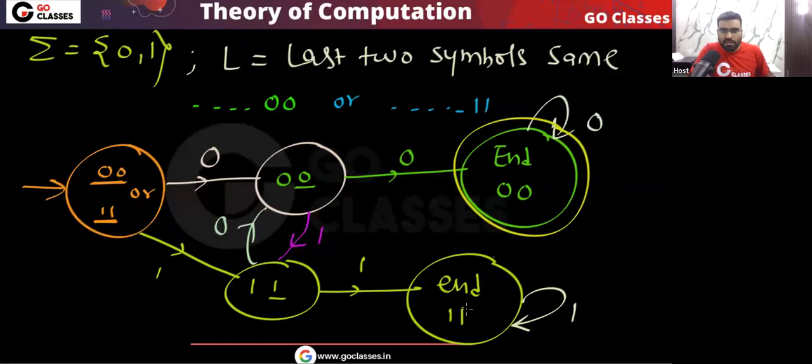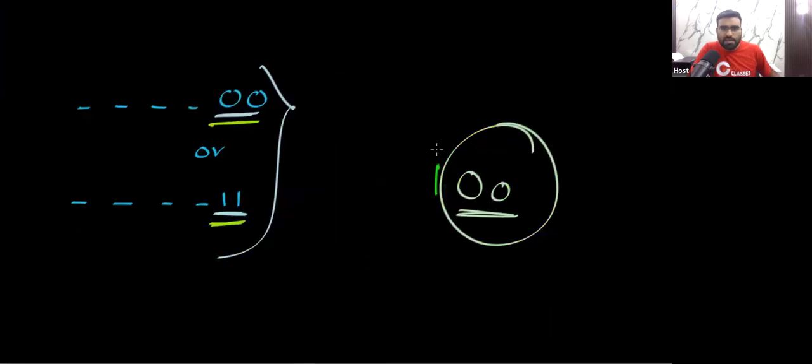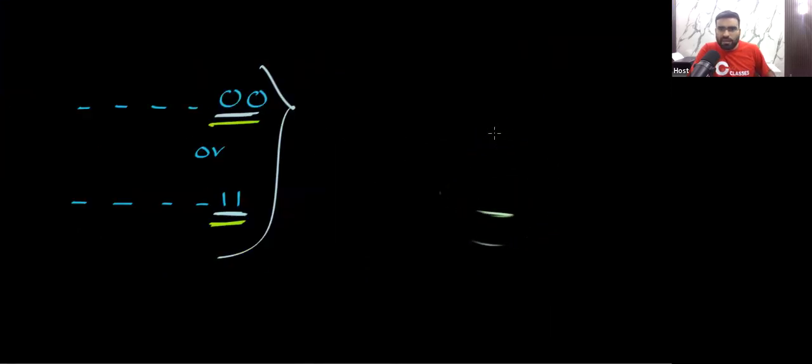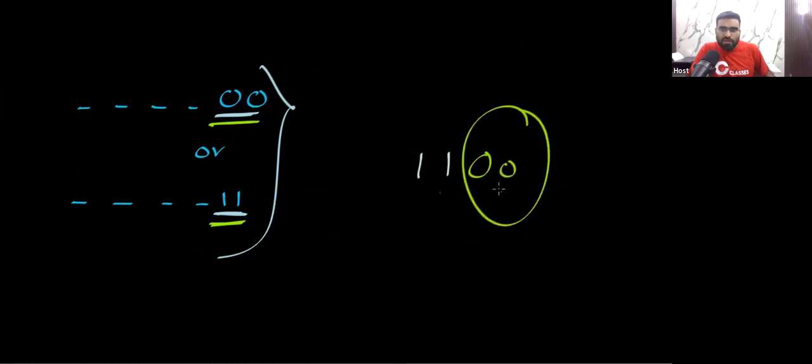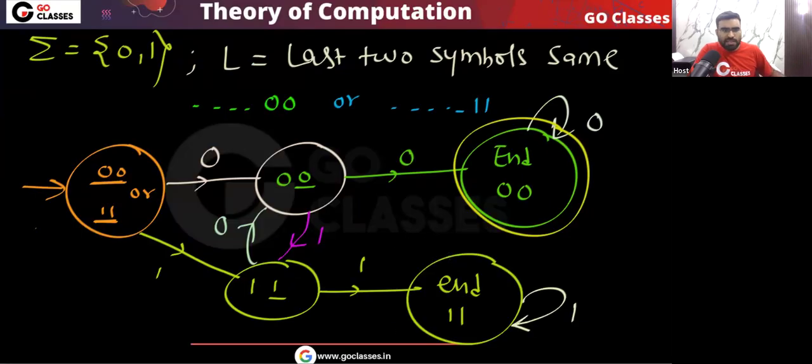Okay. In this state, I've ended with 1 1. If 0 comes, where will I go? In this state, I've already ended with 1 1. Means I am thinking that I've ended with 1 1. Now tell me, if 0 comes, then no problem. I will go for 0 0. Yes or no? So basically, in this state, if 0 comes, no problem. I will go for double zero.